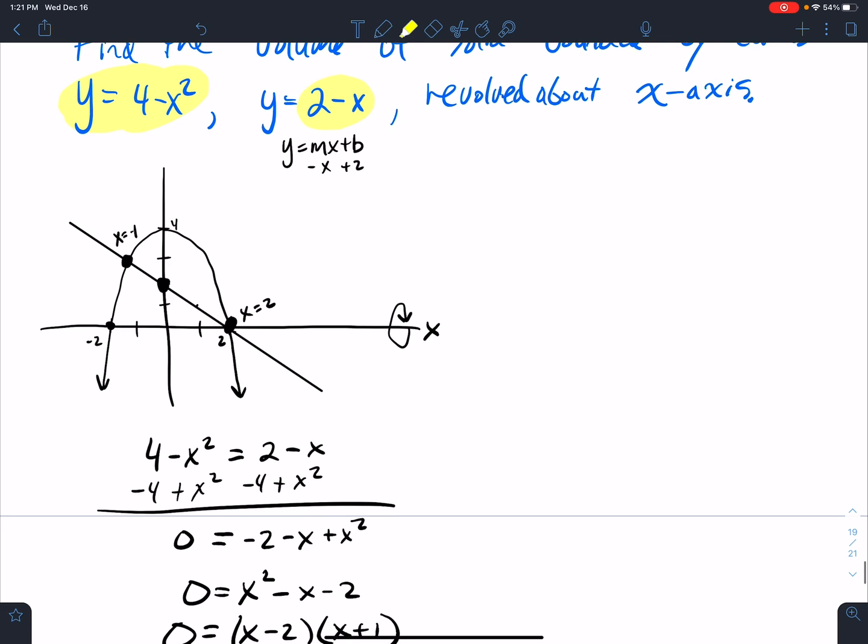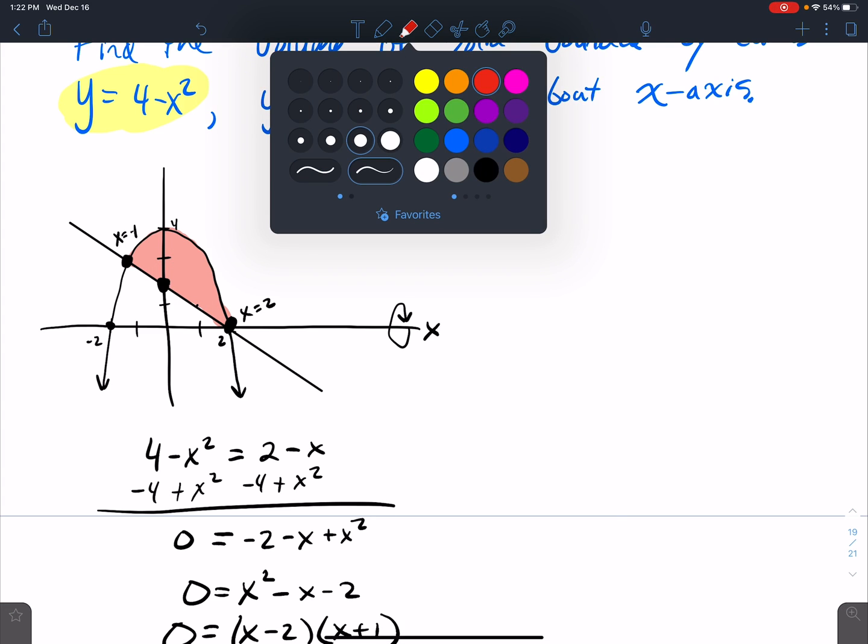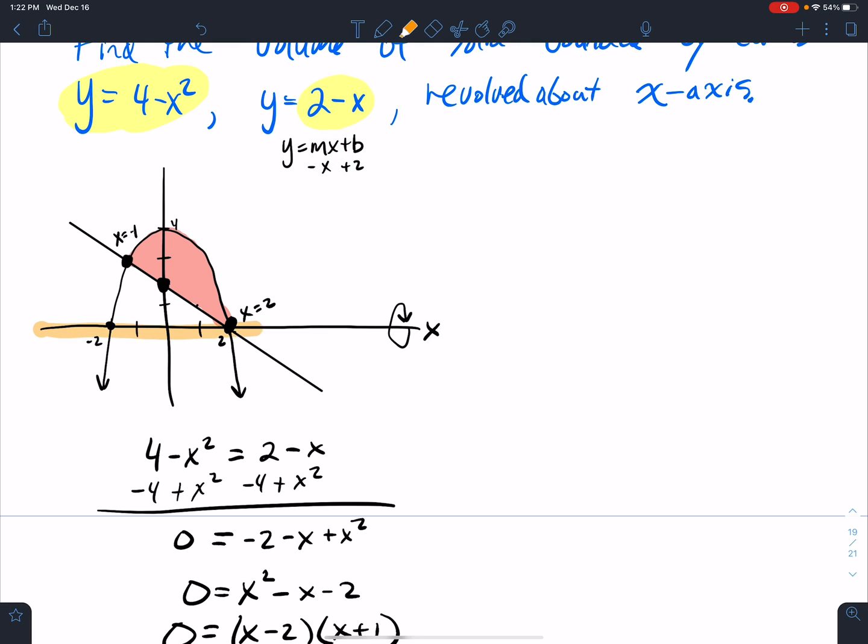So where is it bounded? It's bounded here. So I'm going to take that region and I'm going to rotate it about the x-axis here. So I'm going to spin it about the x-axis. So that's kind of a weird looking shape. I'll try my best to draw that. Then I have a cross section. Okay, and now I'm going to spin that.